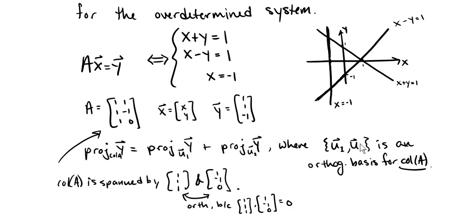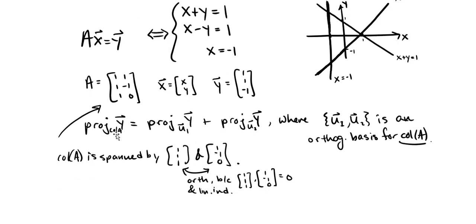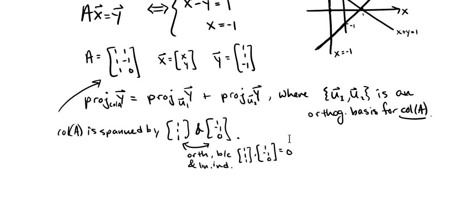And they are certainly linearly independent, right? Because they are not a scalar multiple of each other. For a set containing two vectors, linear independence just means they're not a scalar multiple of each other. So just by taking the columns of A, we already have an orthogonal basis for A. This is great. We get to skip some steps, making this projection of Y into the column space of A very easy in this case.